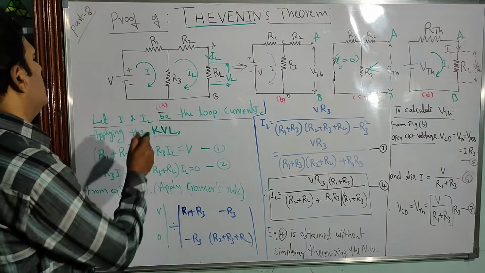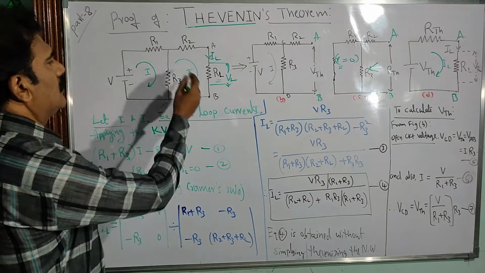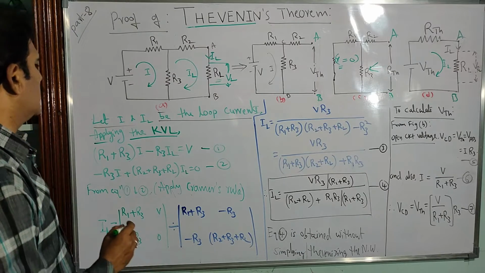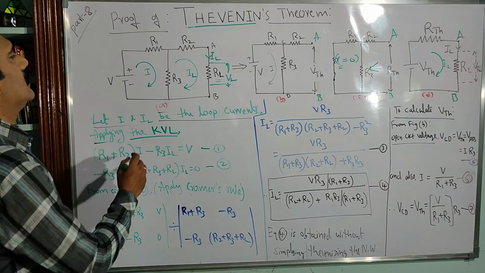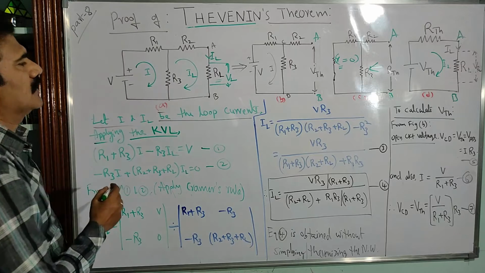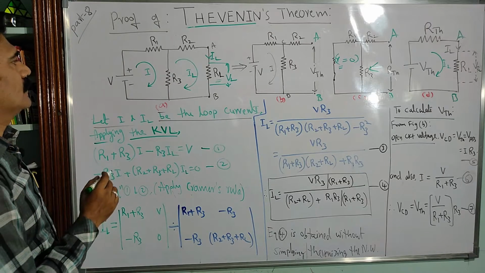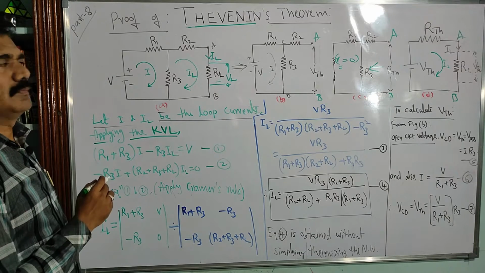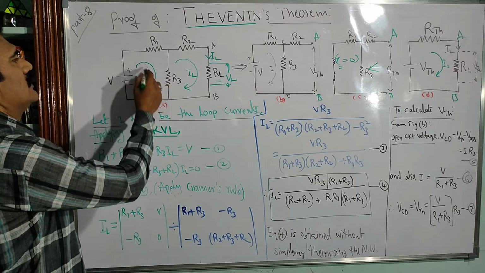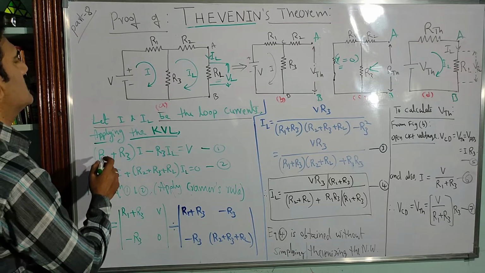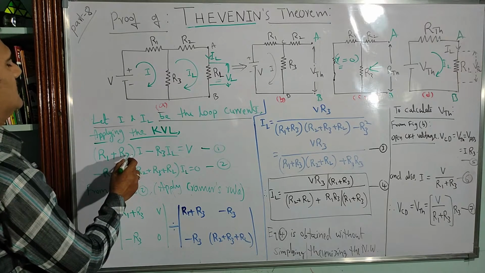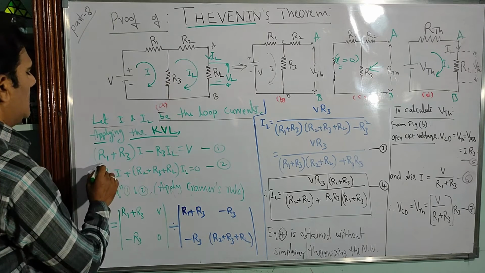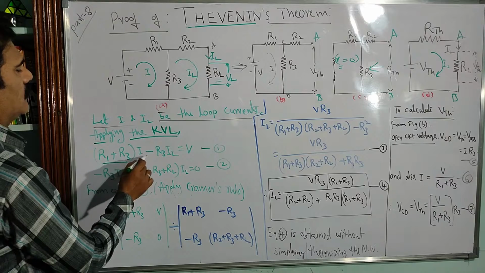So if I and IL are the loop currents in the above circuit, then we apply Kirchhoff's voltage law. According to Kirchhoff's voltage law, for each loop the sum of the products of current and resistance is equal to the total EMF present in the loop. Now consider the first loop, in which the current is I. What is the product of current I with the total resistance in the loop? R1 plus R3 is the total resistance, isn't it? So R1 plus R3 multiplied by the current I.